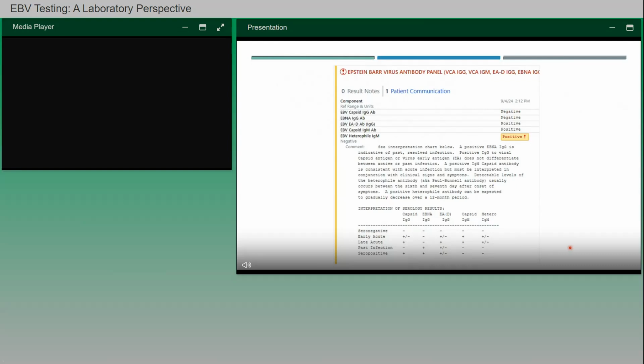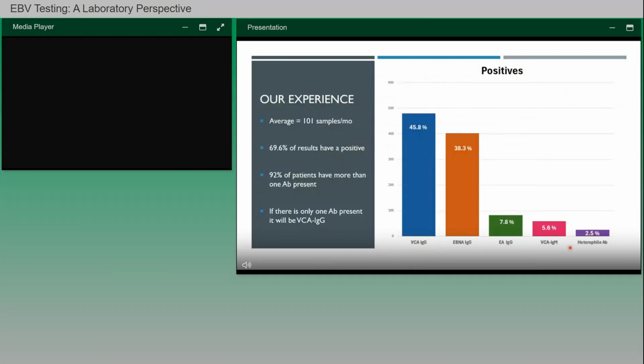So lastly, I kind of wanted to sum up by showing some real life data from our lab. I thought this was interesting. I looked at the last year of our testing. We're doing about 100 samples a month, so 100 of those panels a month, and 70% of what we test is positive. Now, at first I thought, oh, that's great. That's a really good yield rate. That means our physicians aren't just ordering this on anybody. Their hit rate's really good. 70% of the time they're getting positive.